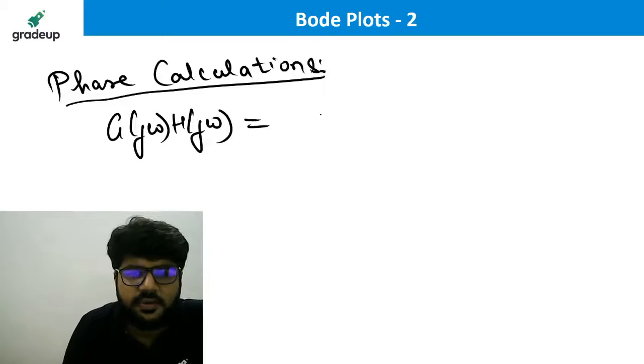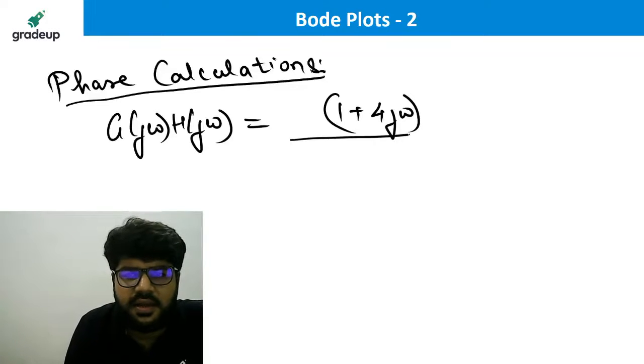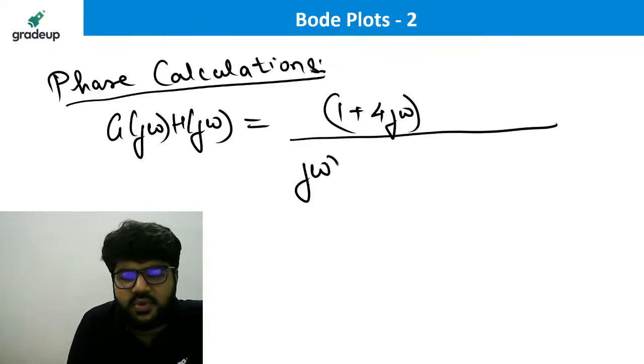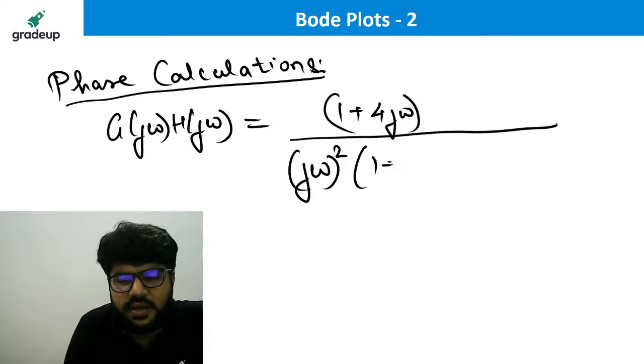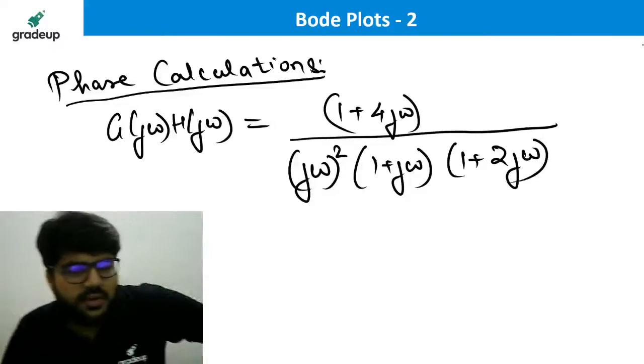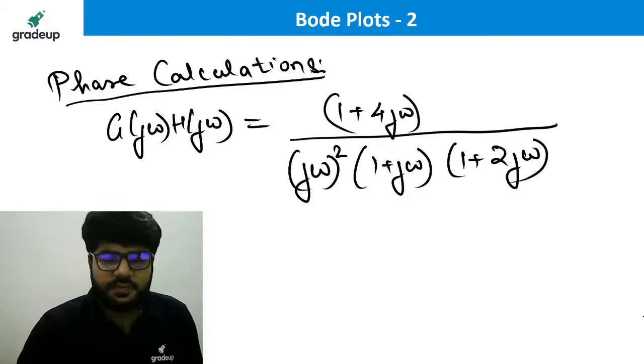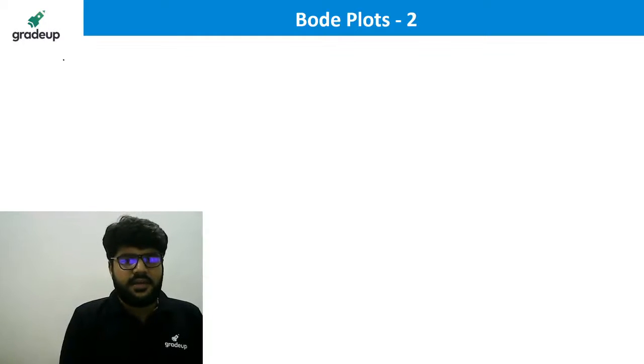G(jω)H(jω) is (1 + 4jω) divided by (jω)², (1 + jω), (1 + 2jω). I have just written down the function here. So what is the phase? What is the phase formula? Let us write down the phase formula here.